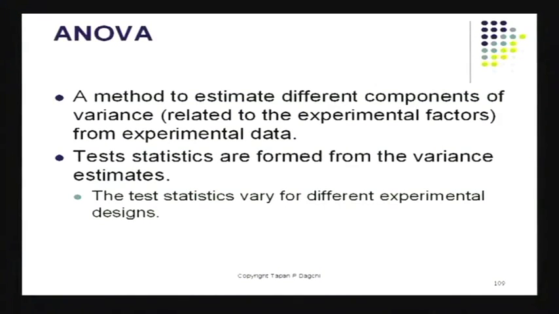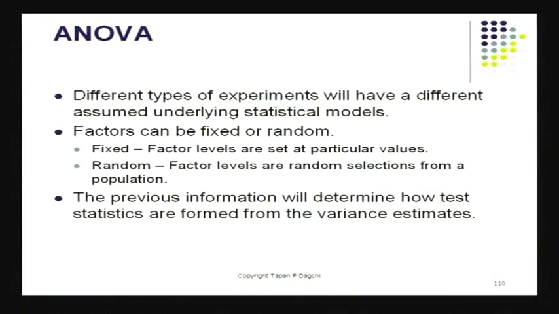We'll be constructing what we call a test statistic, and we'll be comparing that test statistic to check whether or not the effect of a particular factor, or the interaction between 2 or 3 factors, is significant when I compare that to the background noise. This is going to be our approach in the ANOVA method.